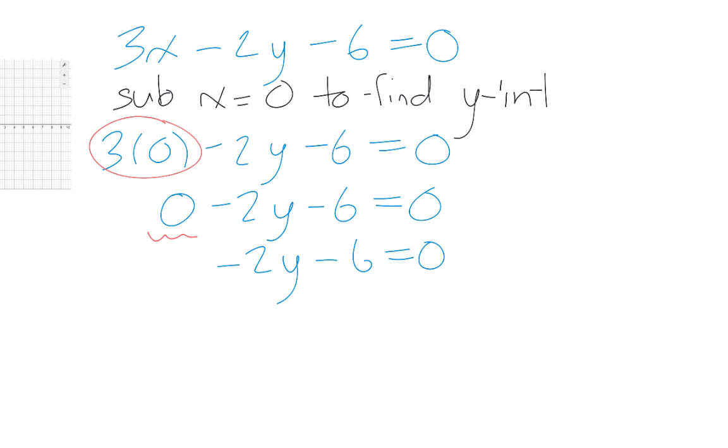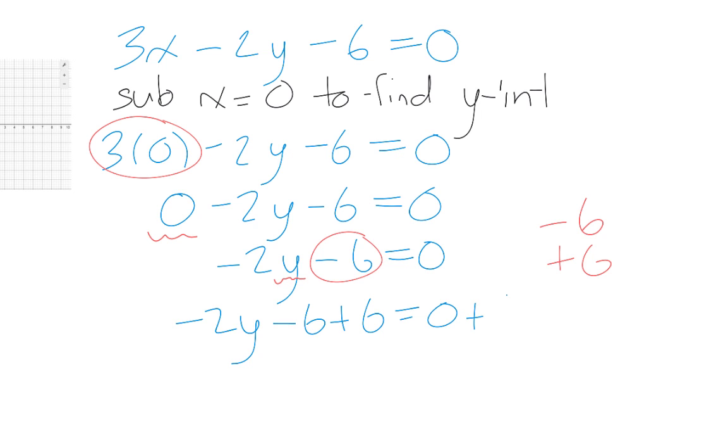Remember, you want to isolate y. You want it all by itself. However, it's stuck with this negative 6, and it's stuck with a coefficient of negative 2. Let's get rid of this negative 6 first. If you recall, the opposite of negative 6 is plus 6. So we're going to plus 6 to both sides of this equation. So I'm going to have negative 2y, subtract 6, plus 6 equals 0 plus 6. Let's clean up some of these numbers. Negative 6 plus 6 is 0, and 0 plus 6 is 6. So I'm going to have negative 2y equals 6.